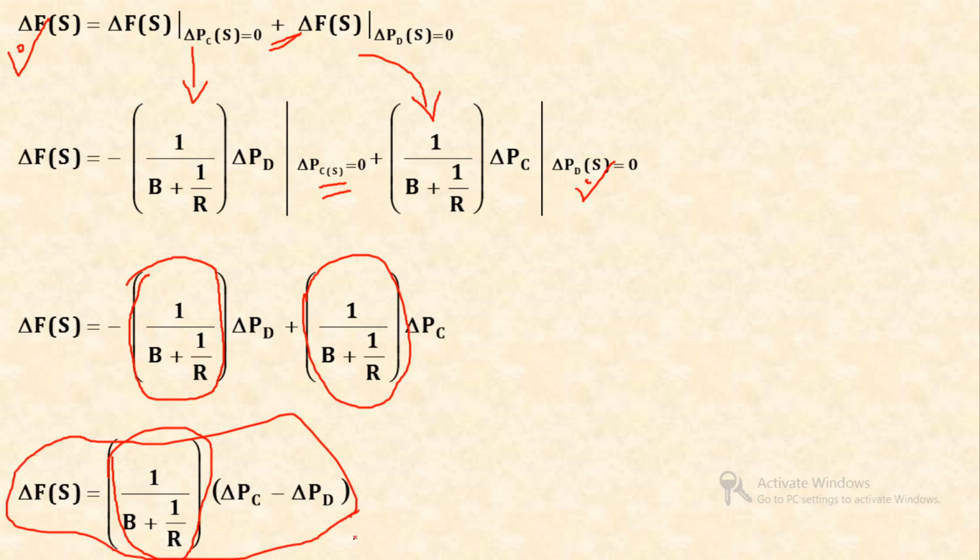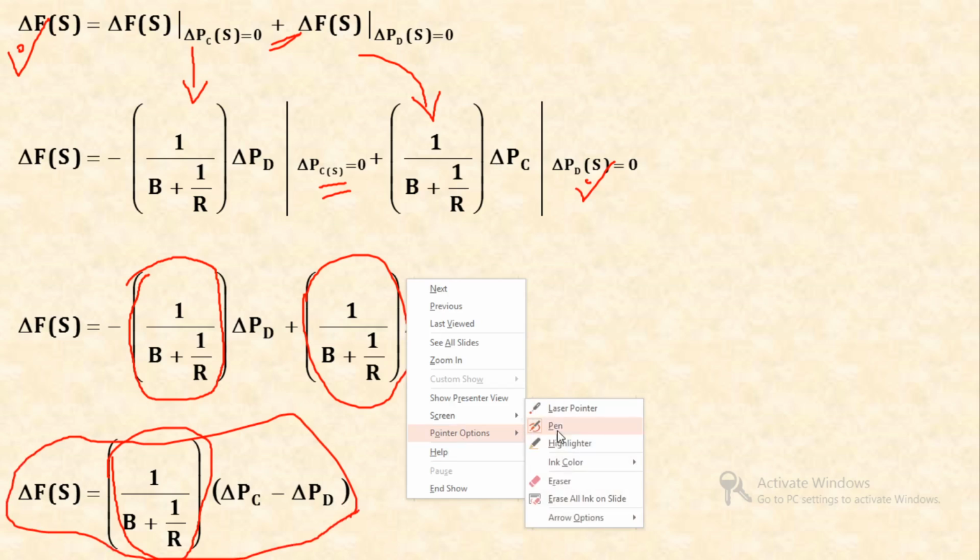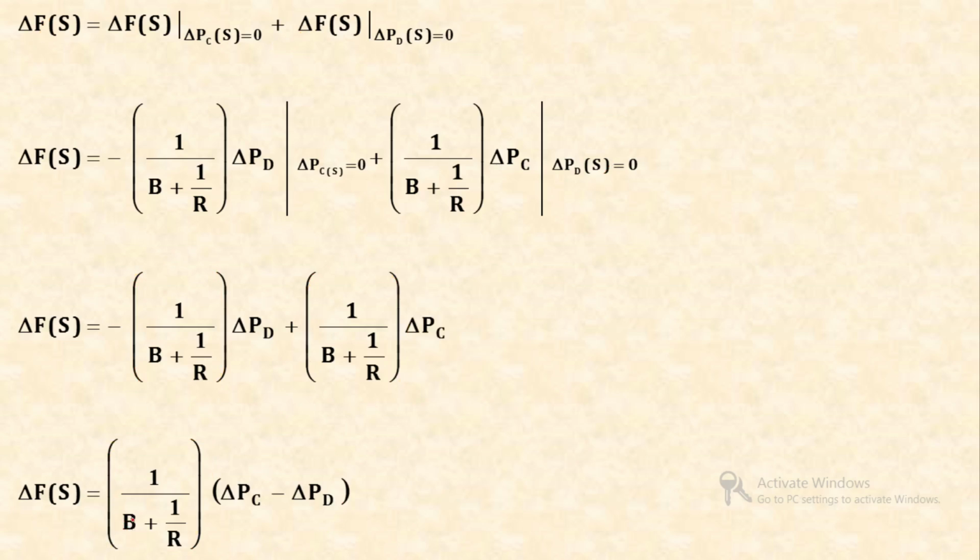This is the final value of delta F of S, which is equal to 1 upon B plus 1 upon R into delta PC minus delta PD. So, this is the final value of change in frequency under steady state condition.